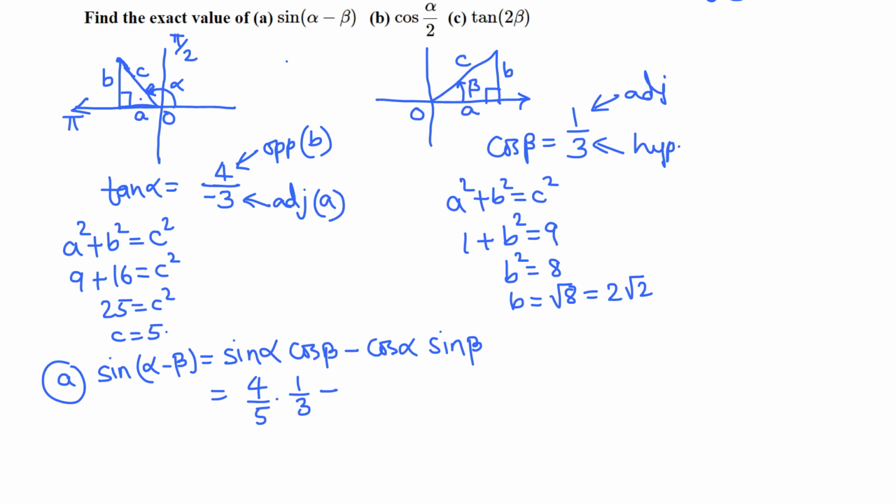Minus cosine alpha here. Cosine alpha is A over B. Sorry, cosine is adjacent over hypotenuse, so A over C. A is negative 3 over 5. Negative 3 over 5 times sine beta, that's B over C. So B is 2 root 2, and C is 3.